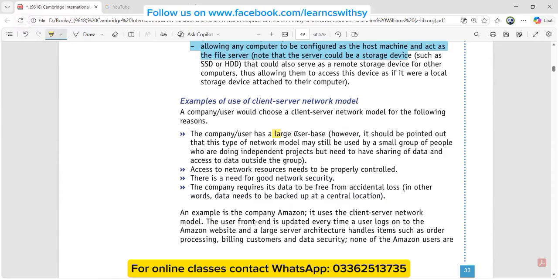A large user base; access to network resources needs to be properly controlled, then you also go for the client server model. Need for good network security, then you go for a client server model. And if the company requires its data to be free from accidental loss, then you also go for the client server model. So these are the four main points that you need to be very clear about.